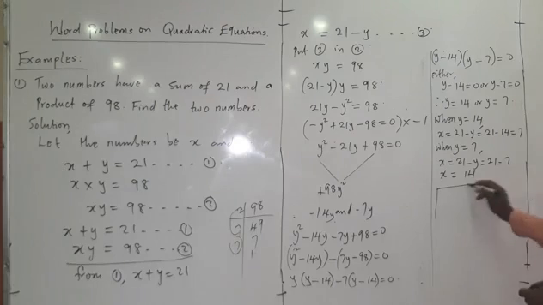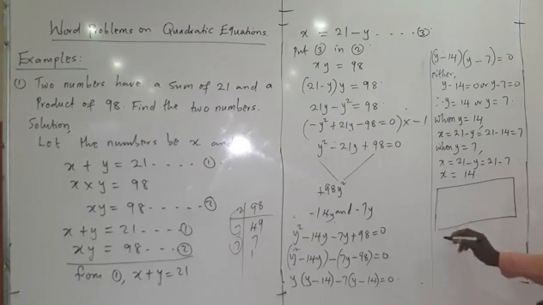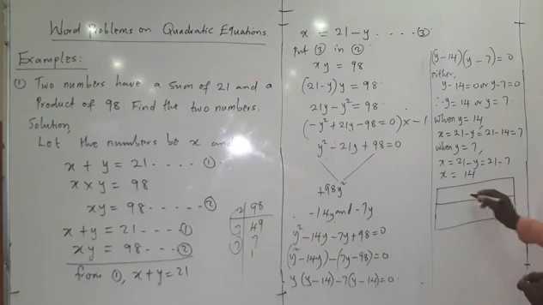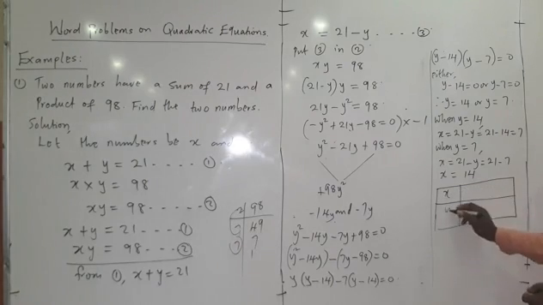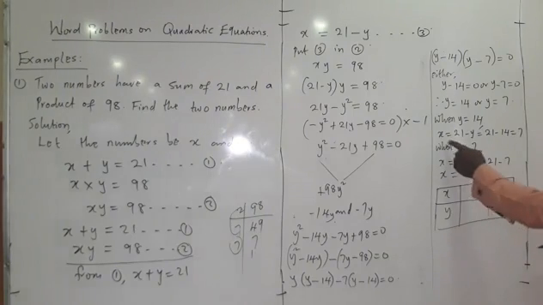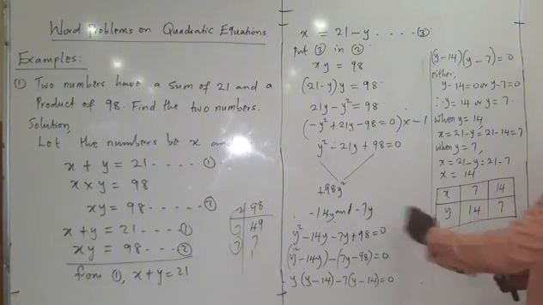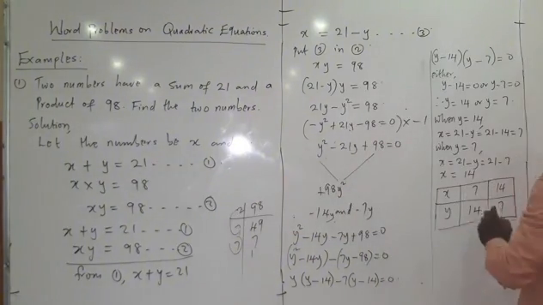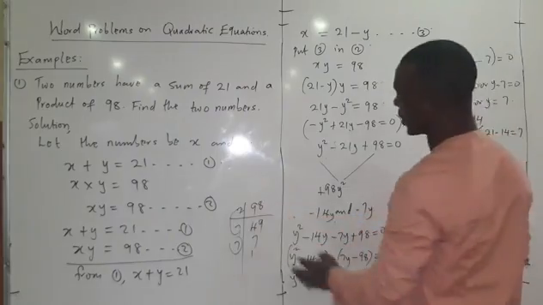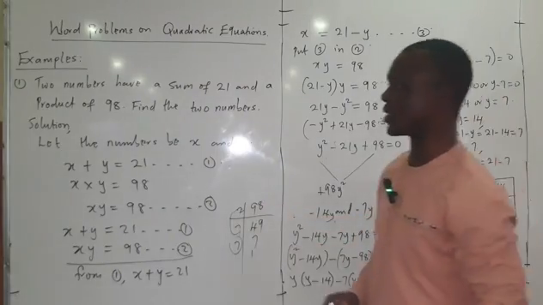So in summary, the two numbers are x, y. So that is when x is 7, y is 14. And when x is 14, y is 7. So these are the two values. If you want to check, just say 7 plus 14, it will give us 21. But 7 multiplied by 14 will give us 98. So that's the solution to the first question.